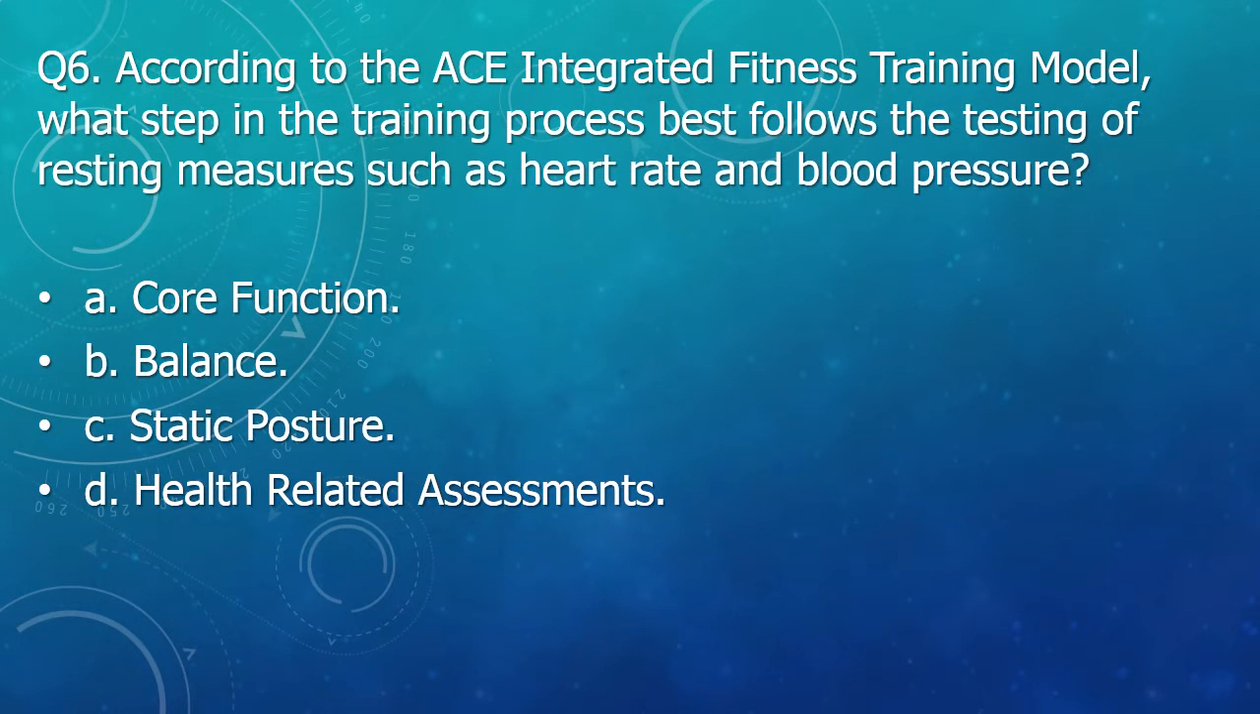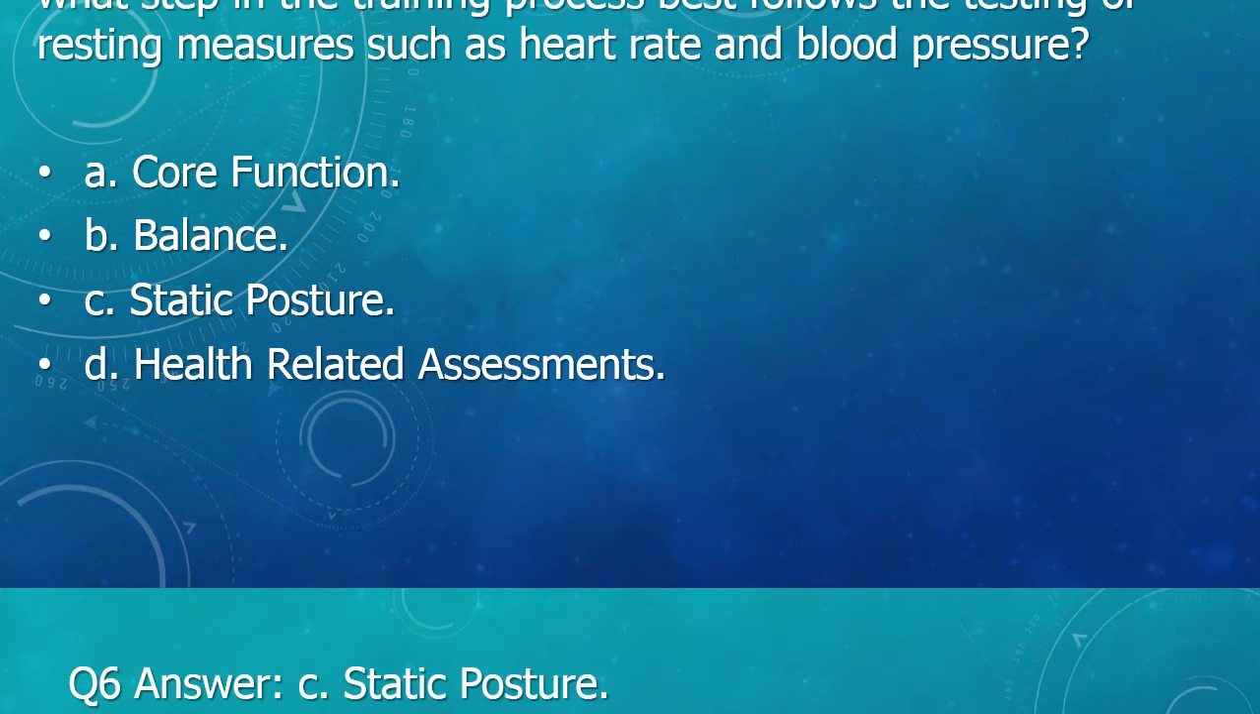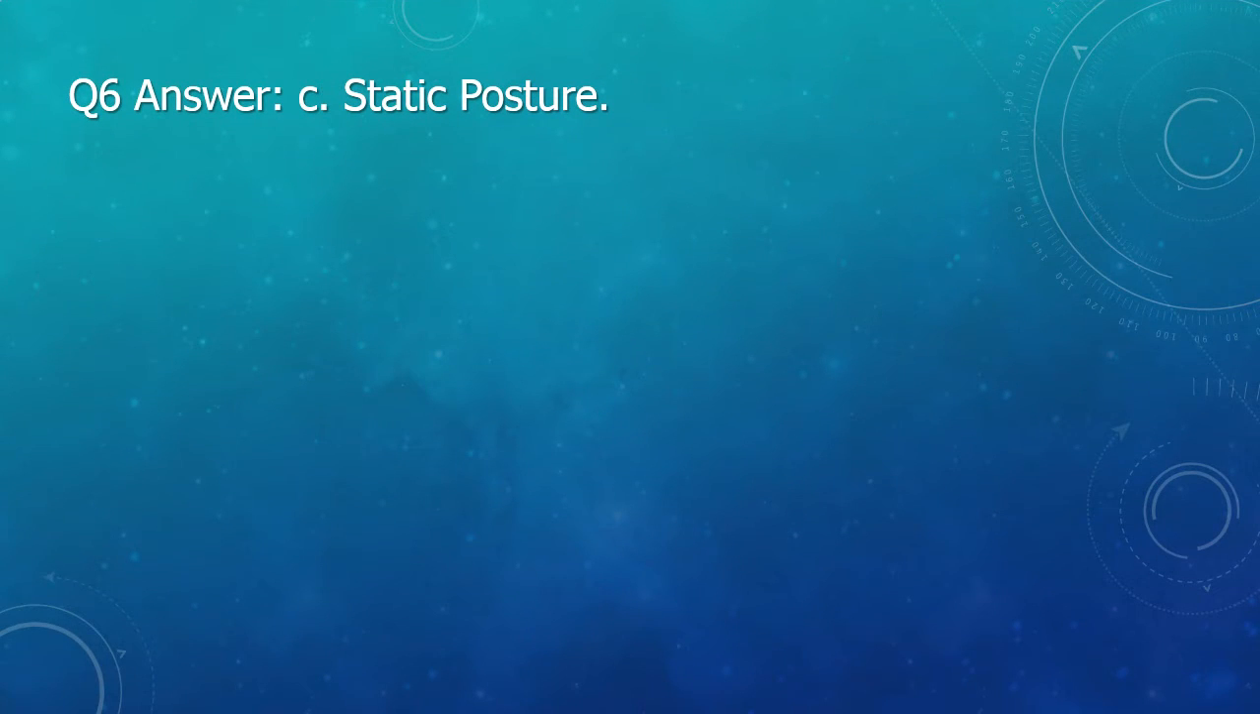Question 6. According to the ACE integrated fitness training model, what step in the training process best follows the testing of resting measures, such as heart rate and blood pressure? A. Core function. B. Balance. C. Static posture. D. Health-related assessments. Question 6 answer, C. Static posture.